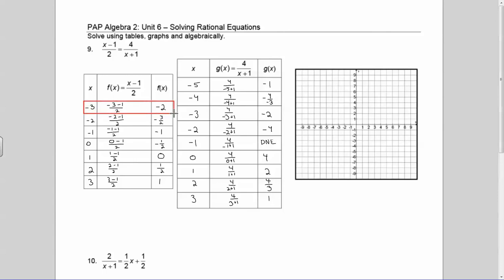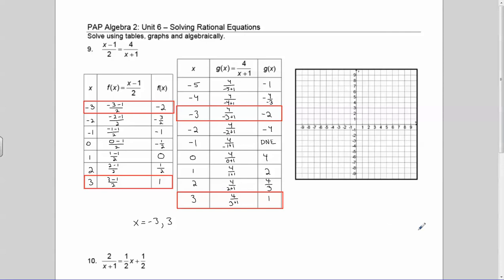So I'll go ahead and box the -3 and -2, and the 3 and 1. And as I mentioned before, our solution is going to be a value for x. So we can see from this that x equals -3 and x equals 3. Those are our two solutions.